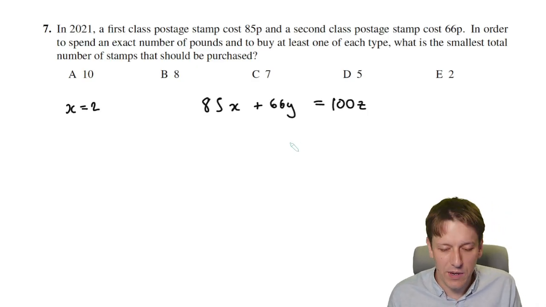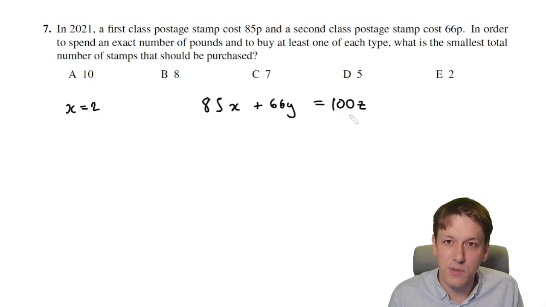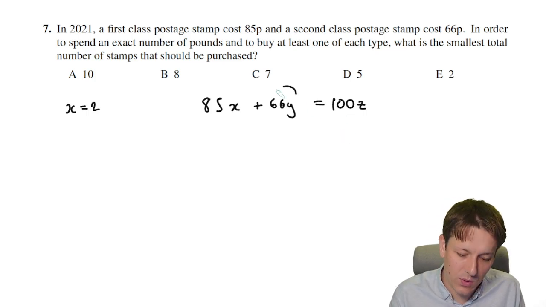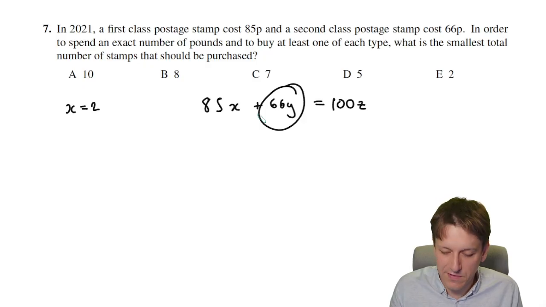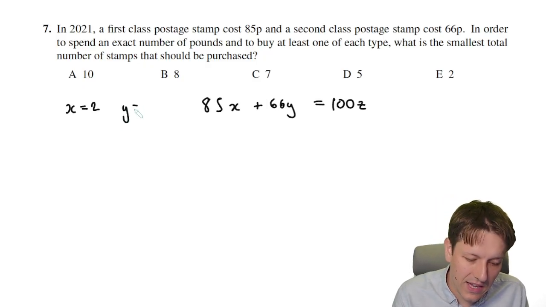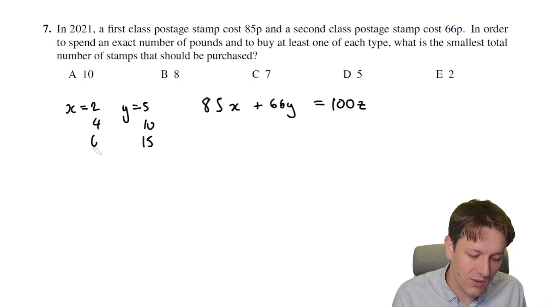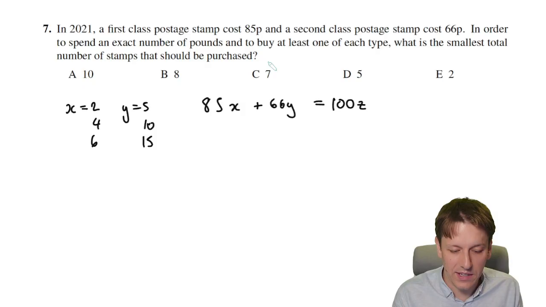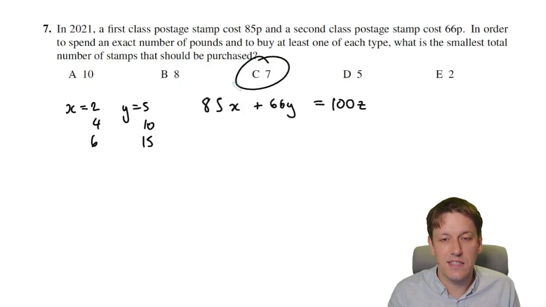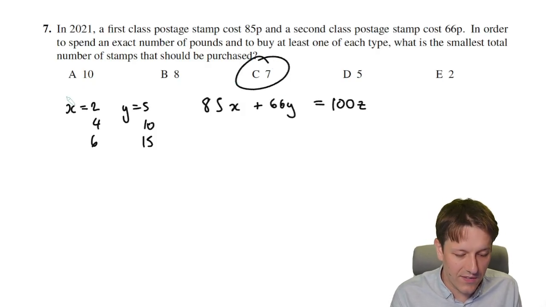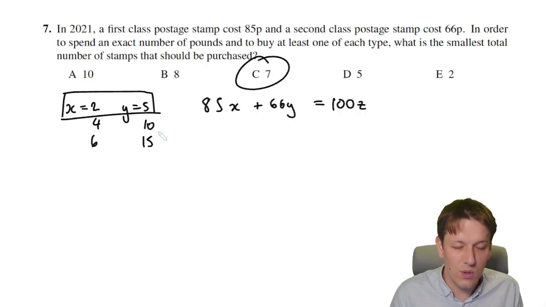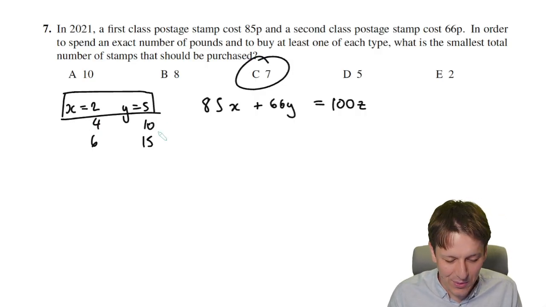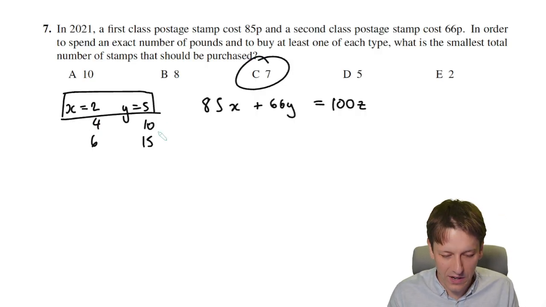Once I notice that, you might also notice that 185 and 100 have a factor of 5 in common, so they're both multiples of 5. So the only way for this to work would be for 66y to be a multiple of 5 as well. So I have to have y equals 5, 10, 15, etc., right? x equals 2, 4, or 6. And now when we look at the options, the only way to make this work is for C7 to be the answer to this question, and for us to have x equals 2 and y equals 5, and nothing else is going to work there.